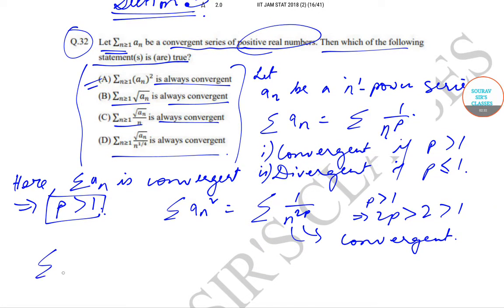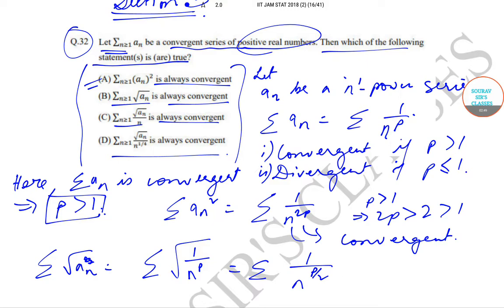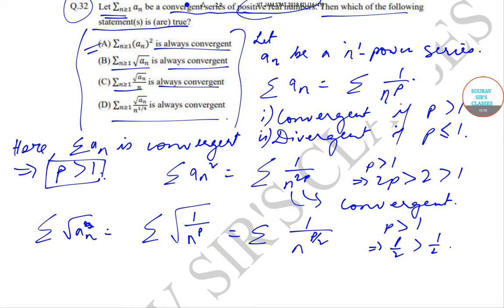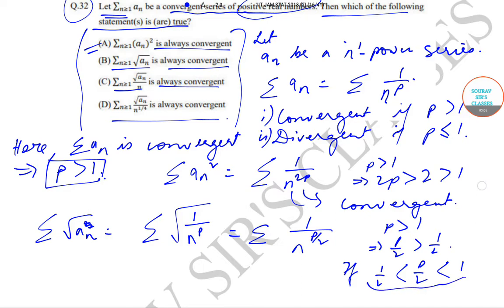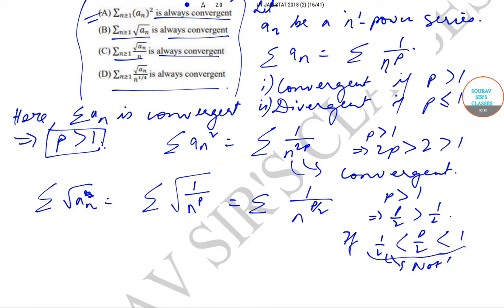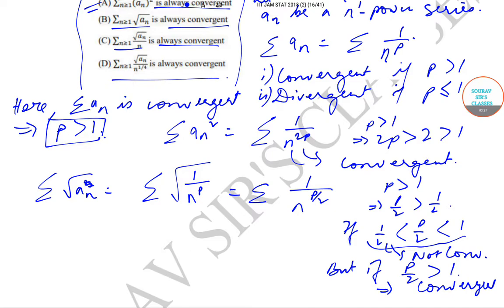And now we'll find out summation of root over an. Summation of root over an will be given by root over 1 by n to the power p. So this is equal to summation of 1 by n to the power p by 2. Now we know that p is greater than 1, so that implies that p by 2 is greater than 1 by 2. So if p by 2 lies between 1 by 2 and 1, then not convergent. But if p by 2 is greater than 1, that implies that convergent. So we can say that for all cases root over an is not a convergent series. So root over an is not always convergent. This is what we have got.